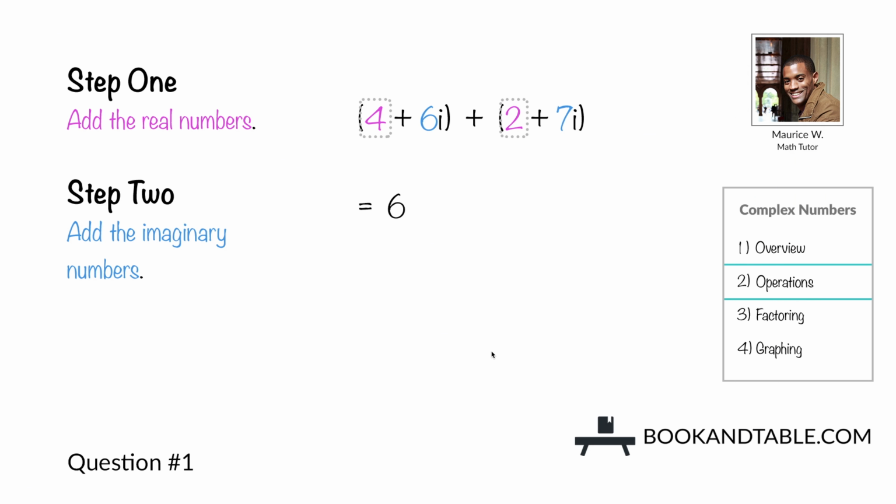Question number 1, step 1, add the real numbers. So we had 4 plus 6i plus 2 plus 7i. So our real numbers are 4 and 2, which would give us 6. The second step, add the imaginary numbers. 6i plus 7i gives us 13i. So the sum of 4 plus 6i plus 2 plus 7i is 6 plus 13i.